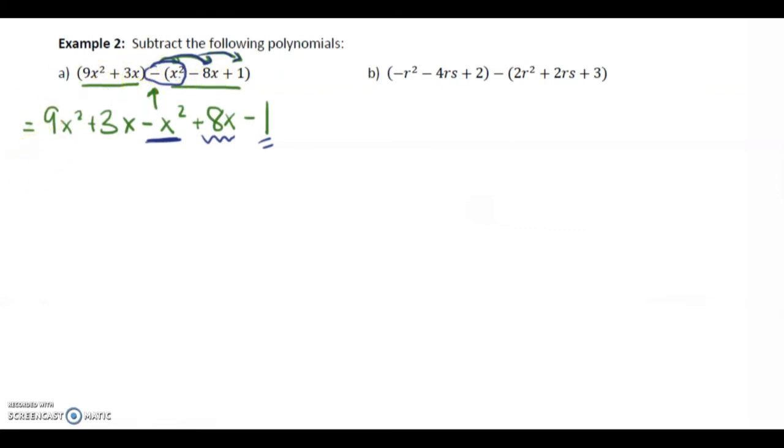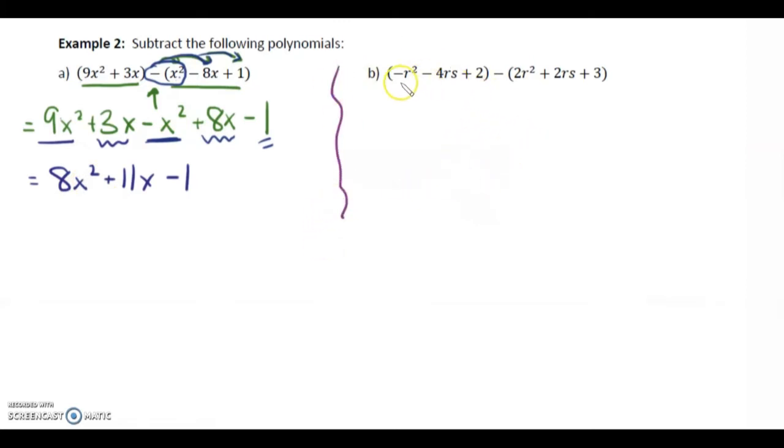Okay, so let's collect these. We have 9x squared minus 1x squared, so we get 8x squared. 3x plus 8x, I get 11x. And then there's no constant for the first one, but we have a -1 for the second one. Okay, so we get 8x squared plus 11x minus 1.